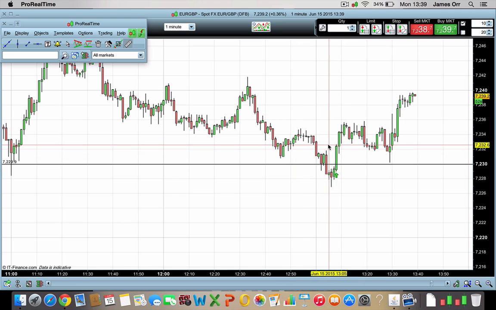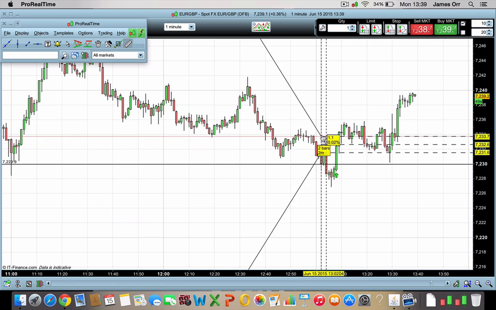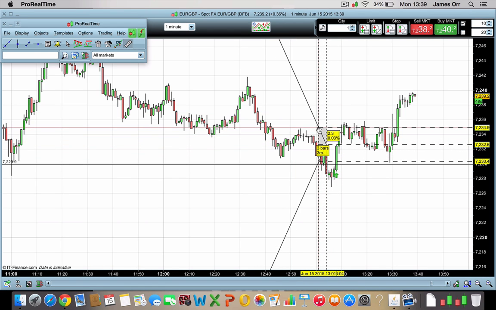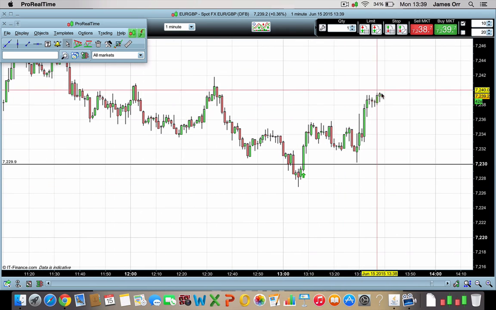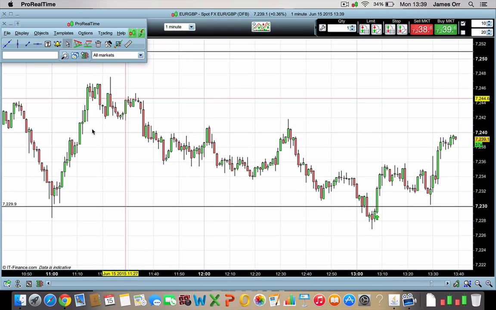So you'd be in and out. This is why you need a small spread. So you'd be in and out a few pips, 2.3, 2.5 pips. And okay, that's the end of this. It's still forming today. So for Euro GBP, there you go. That's how you do it. I'll show you on one other popular market.